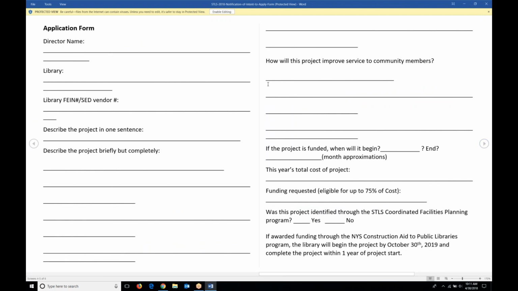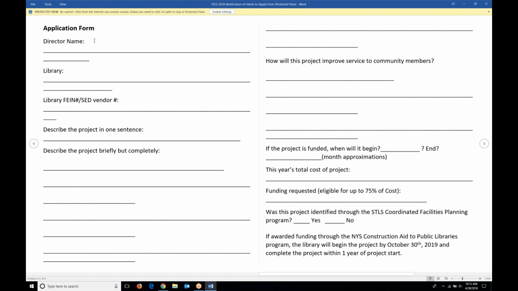The actual application is on the back side of this paper form, or you can fill it out on Word and email it in. That's actually really preferred because I have to make copies for all the board members anyway. What it includes are things that you will need in order to fill out your online application anyway. So don't see this as double work. This is consistent with what you have to put in your online application to the state.